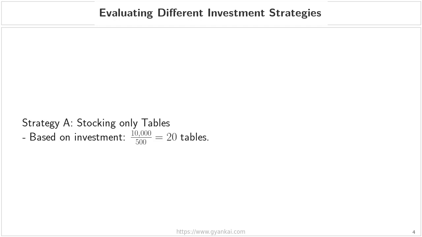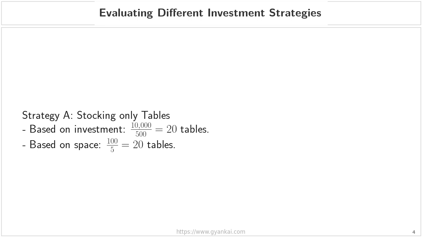Evaluating different investment strategies. Now that we have our data from the previous slide, let's put it into practice. To see how our constraints actually limit our choices, we are going to evaluate 3 different business strategies. First, let's look at strategy A, where the dealer decides to stock only tables. If we look at our investment constraint, we take our total budget of $10,000 and divide it by the $500 required per table, which gives us a maximum of 20 tables.